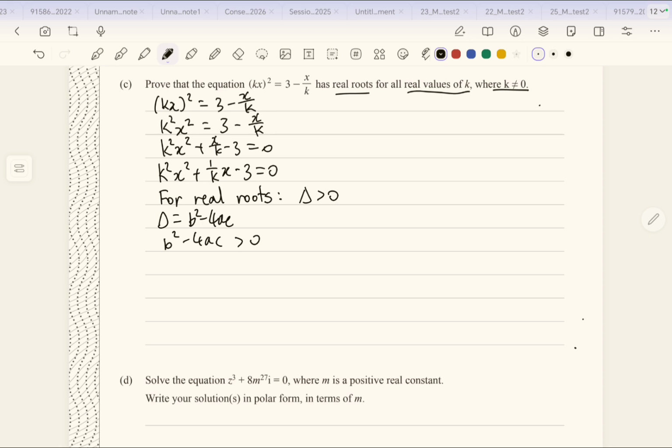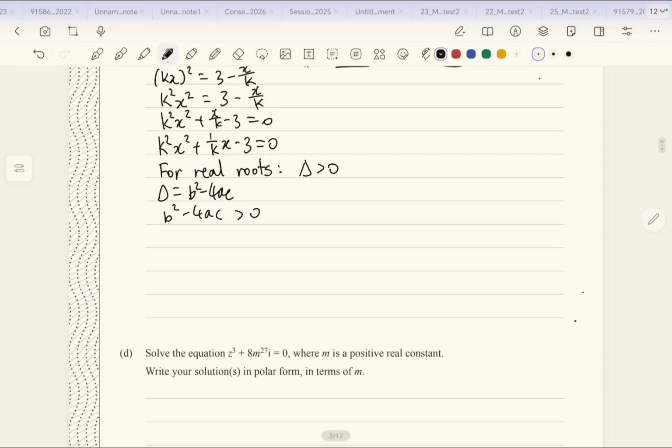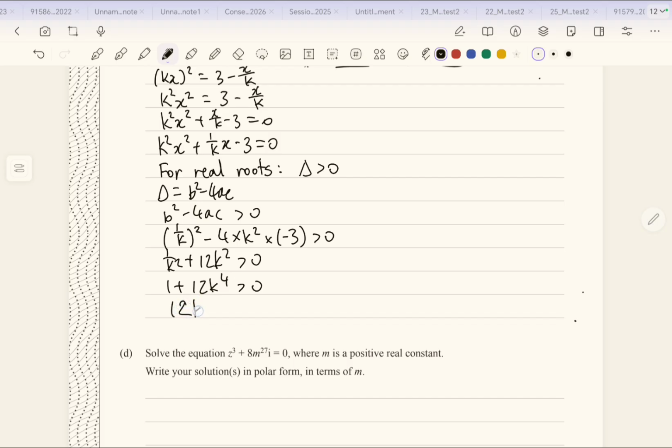I'm just going to substitute the values in straight away, but if you need to list out the a, b, and c values, do that, because it should be helpful. So I have 1 over k squared minus 4 times k squared times negative 3 should be greater than 0. 1 over k squared plus 12k squared is greater than 0. 1 plus 12k to the 4 should be greater than 0. Do this step by multiplying k squared throughout the left and right hand side. Now I have 12k to the 4 greater than negative 1.